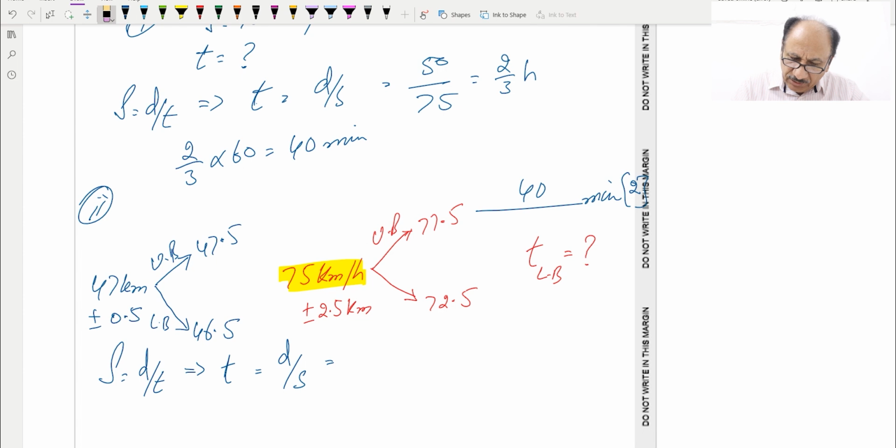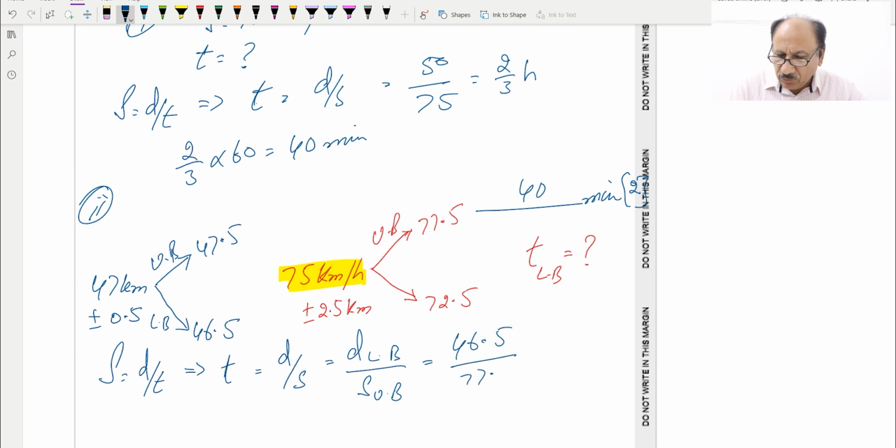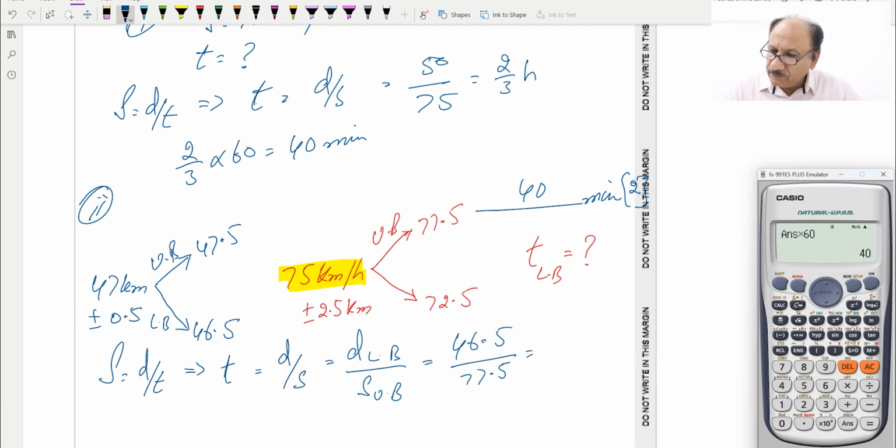To get the lower bound of time, what we will do is take the lower bound of d, and we will take the upper bound of speed, and this will give us the lower bound. So 46.5 divided by 77.5, and this is equal to 3 by 5, or we can write 0.6.